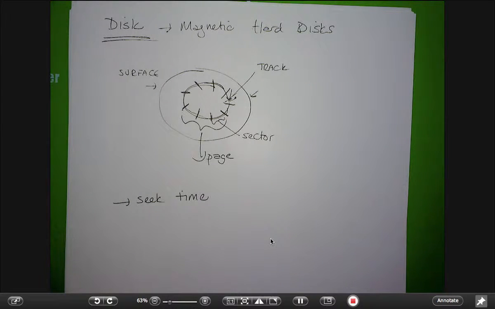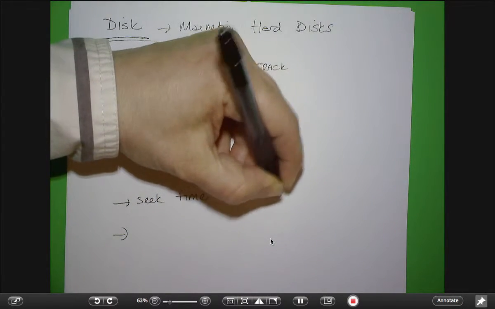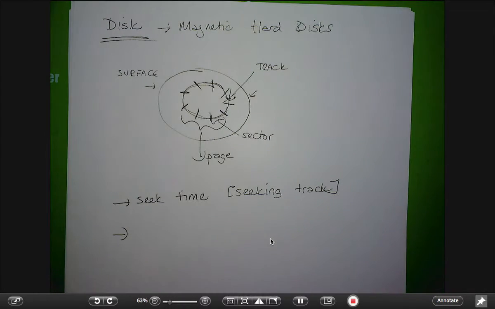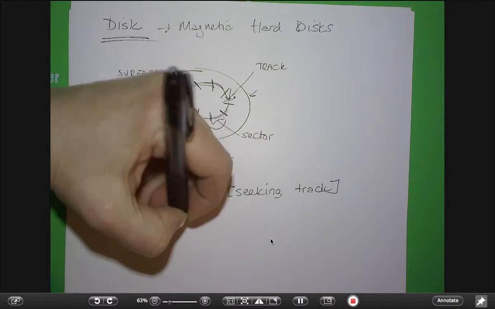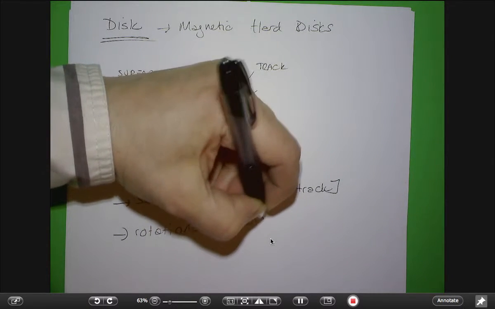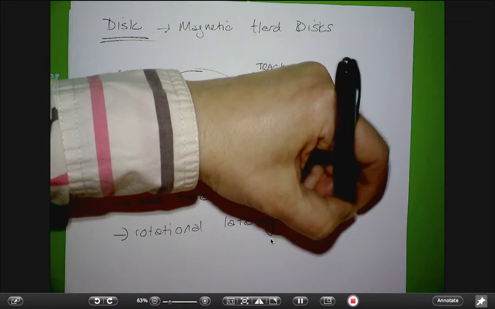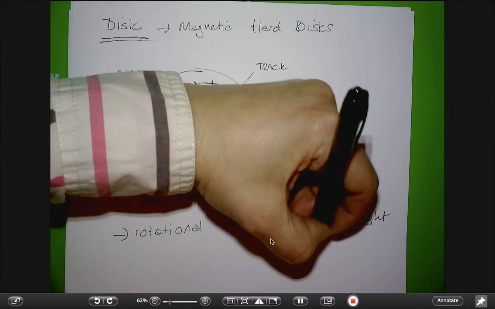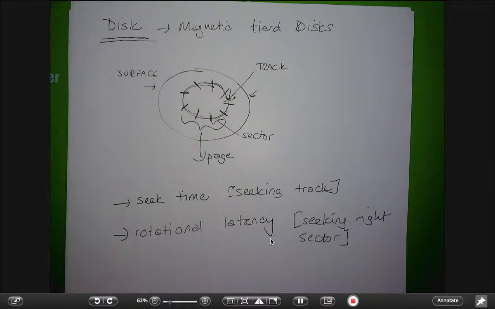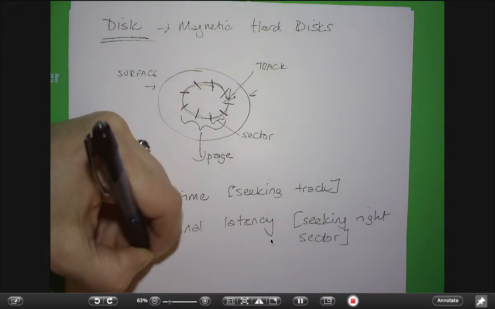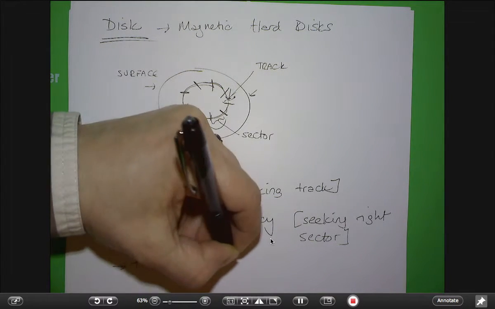Then, as you move to the right track, you have to wait for the disk to spin to the right location. So you have to wait for the right sector to come in the track, right? Then you have to wait for the rotation to complete. So this is called rotational latency, where you're seeking the right sector. Now once you're at the correct track and sector, you can start reading from there. Then you basically can transfer data.